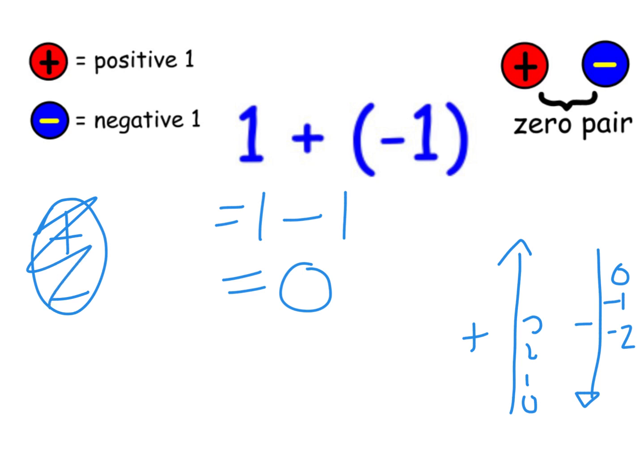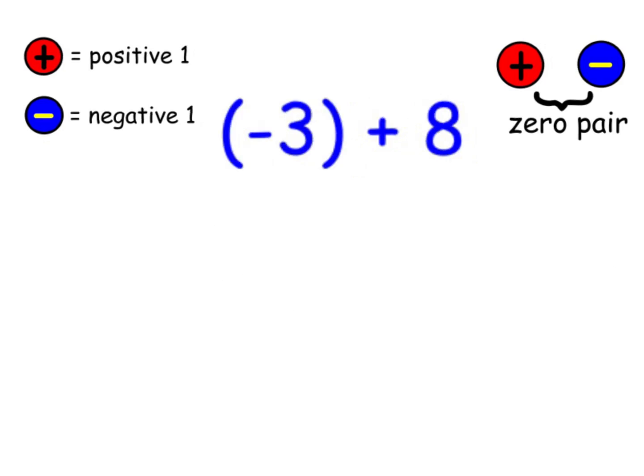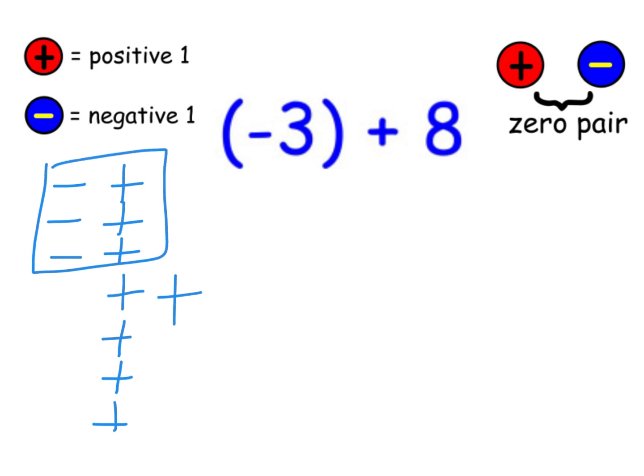Let's look at this in action. So if I've got -3 plus 8, well, that means I've got 3 negatives, and then I've got 8 positives. So I've got 1, 2, 3, 4, 5, 6, 7, 8. Now these ones all become 0 pairs, so they all pair up. And if you look at it, I'm left with 5 pluses, so the answer is +5.